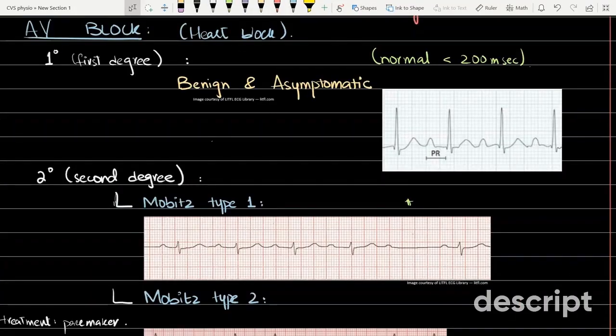Now moving on to another high yield concept, which is AV block, also commonly known as heart block. It is when the conduction between the atria and the ventricles is blocked. First degree is when there is a lesser block, and it is usually benign and asymptomatic. What we see on ECG is a prolongation of the PR interval. As you can see on this diagram, the PR interval is increased. The normal is less than 200 milliseconds. If you know the normal, you will be able to identify the abnormality.